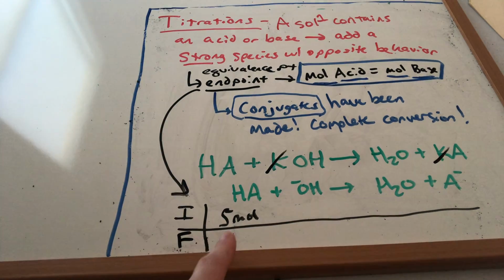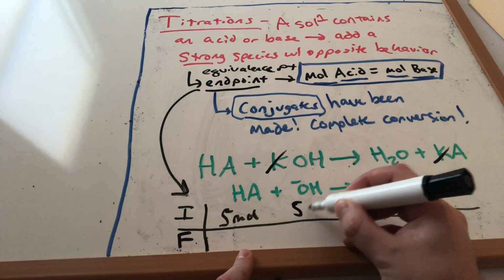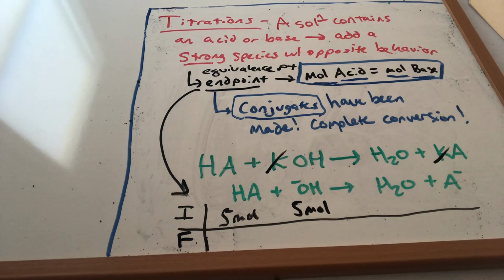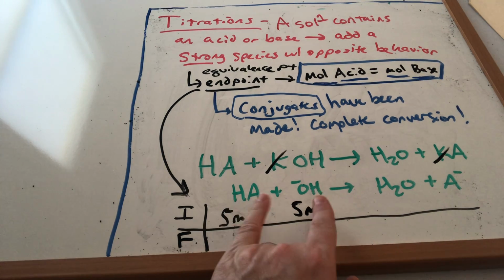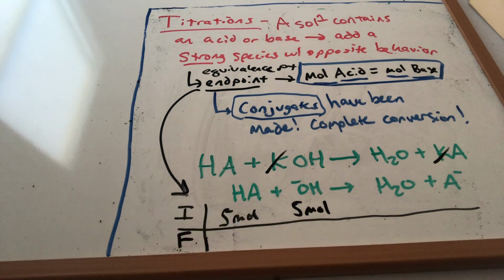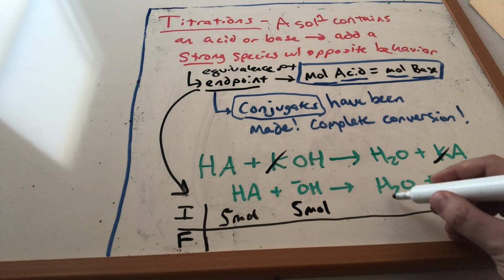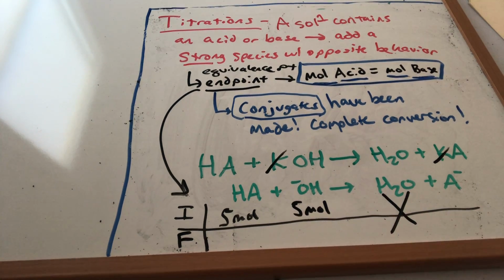If we're at the endpoint, what did we do? We put in enough OH minus until there were 5 moles of OH minus. It's that idea of neutralization. It's the idea that you completely reacted your starting amount with whatever you dumped in there. All right? Water we don't really care about, again, because it's not going to influence our pH.